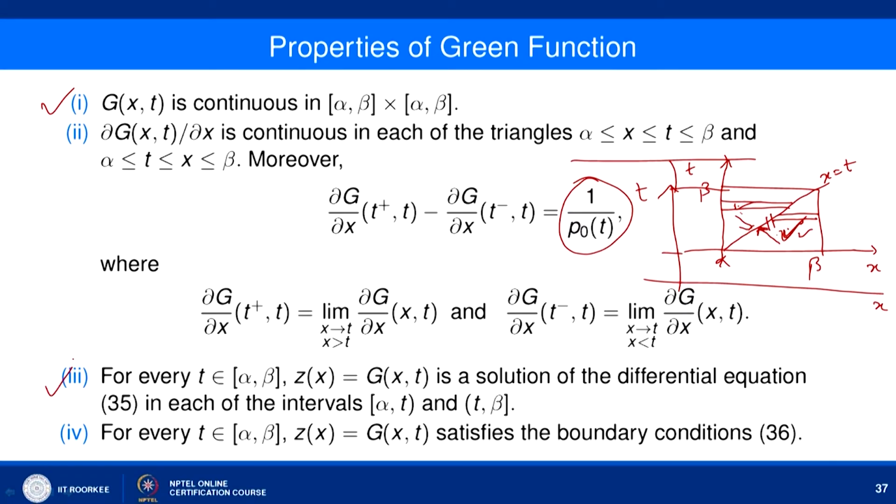And the next property is that for every t in (alpha, beta), g(x,t) as a function of x is a solution of the differential equation in each of the intervals (alpha, t) and (t, beta). So, it means that g(x,t) is a solution of the differential equation in the regions (alpha, t) and (t, beta). So, at x equal to t it may not be a solution. For every t in (alpha, beta), z(x) equal to g(x,t) satisfies the boundary condition. So, first of all it is the solution of the differential equation when t is not equal to x, and it satisfies the boundary condition which we have provided along with the equation.